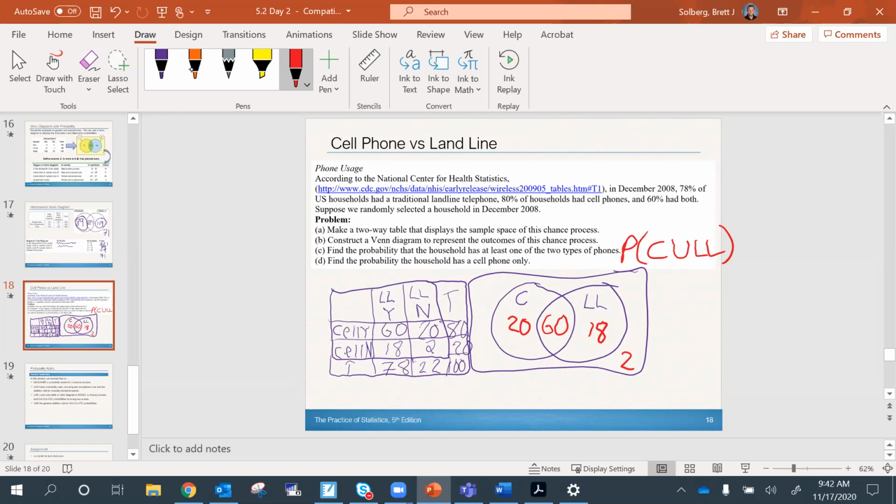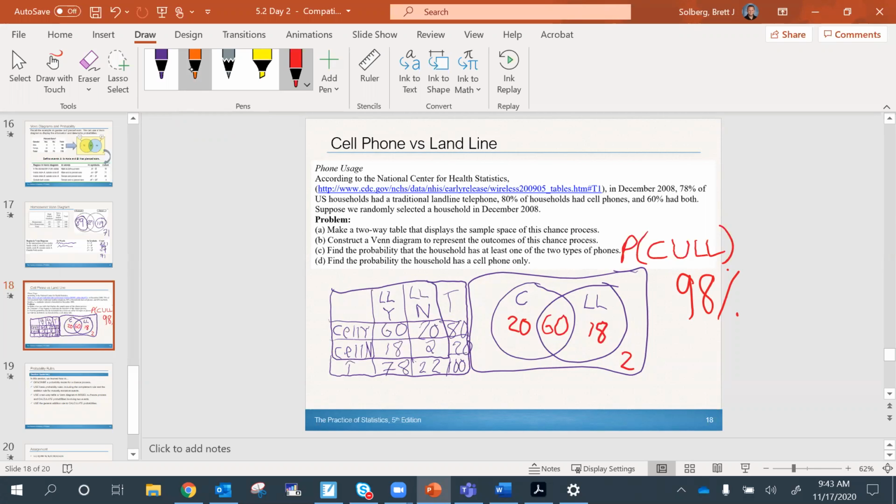Okay. So what's that going to be? Well, I'm just going to add up those three on the inside, the 20, the 60, and the 18. Or if you wanted to use what we learned from before, you could add up the 78 and the 80, but then you'd have to subtract off the 60, right? But if we just add up these right here, that gives me there's a 98% chance that they've got one or the other, because only two don't have a cell or a landline.